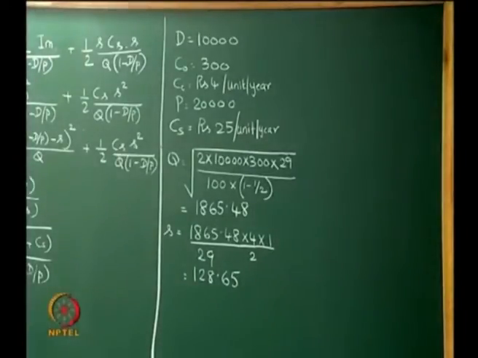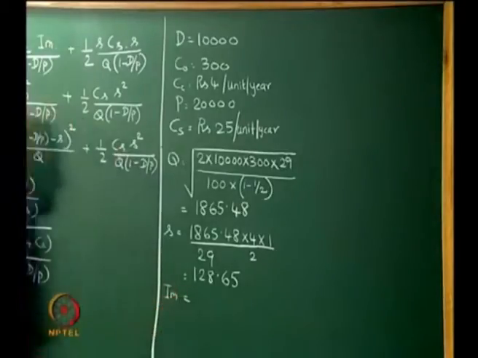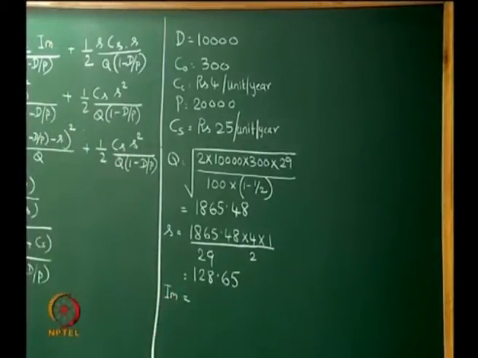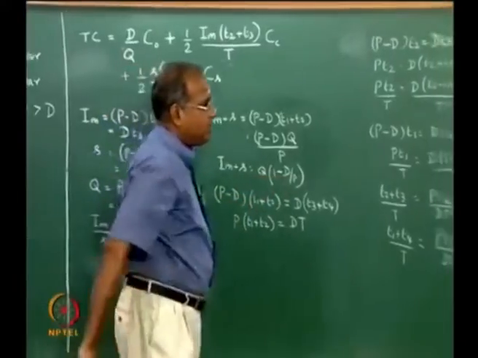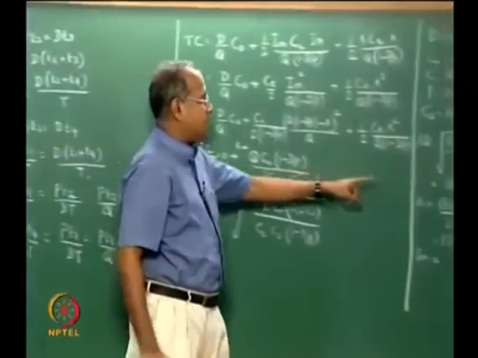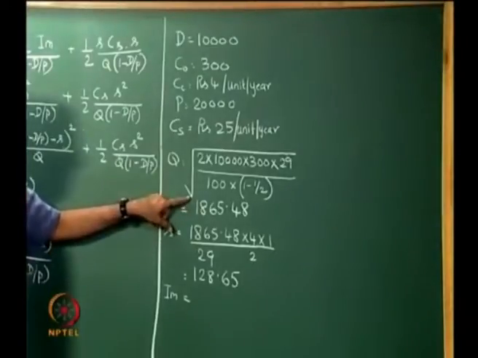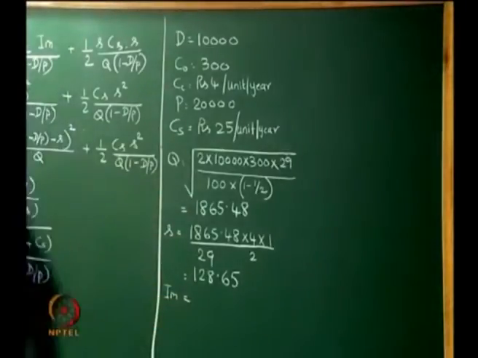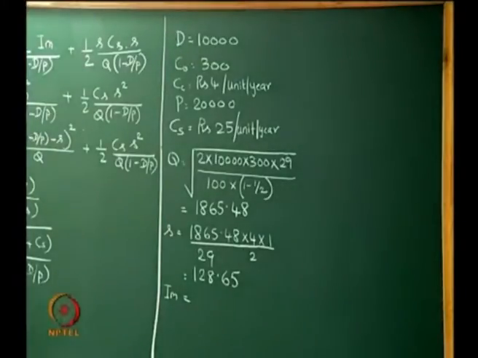Now, we can calculate Im, which is the maximum inventory. From this equation, Im plus S is equal to Q into 1 minus d by P. D by P is half. So, Q into 1 minus d by P is 932.7. 932.7 minus 128 would give us something like 804.09.